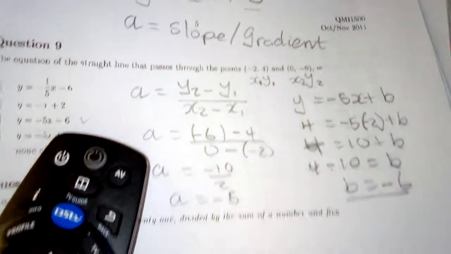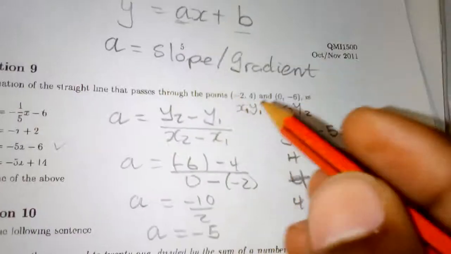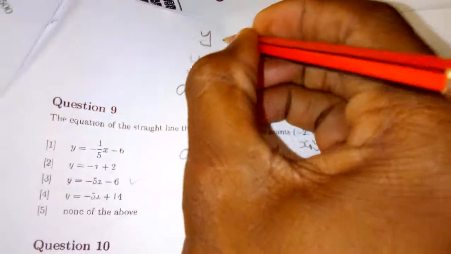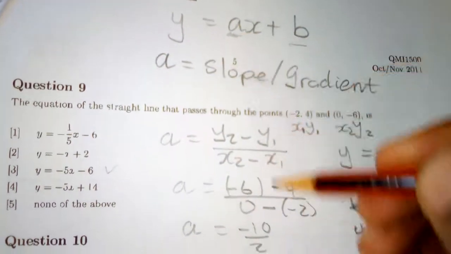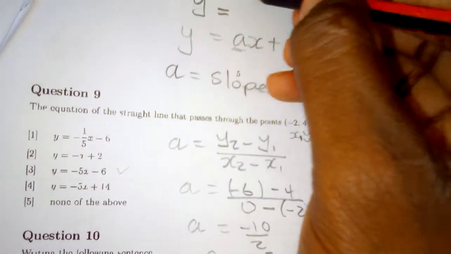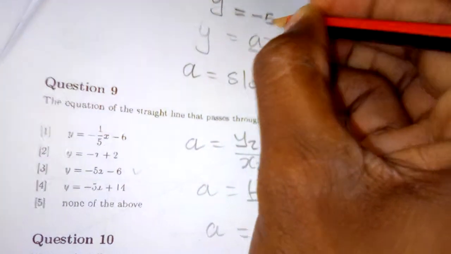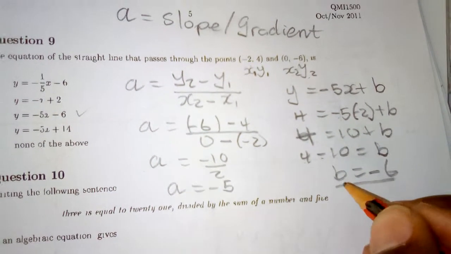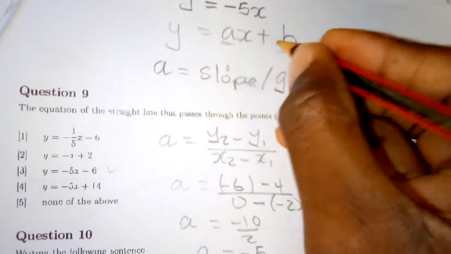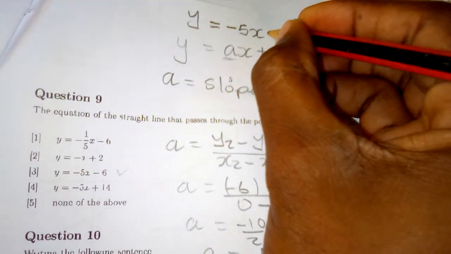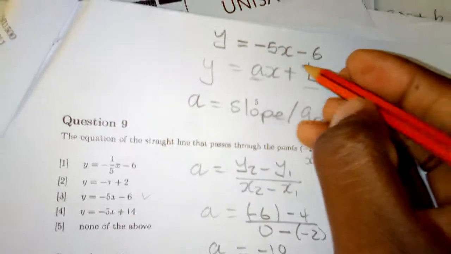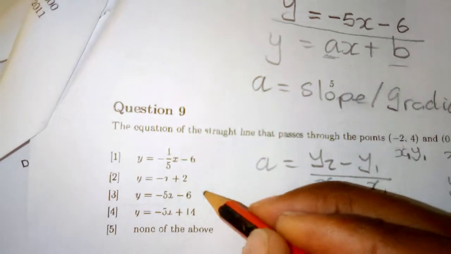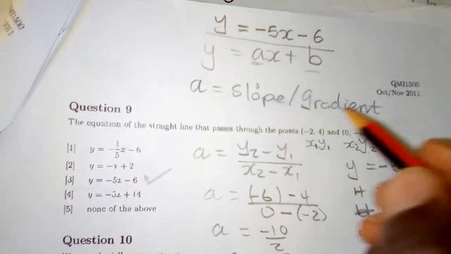Now you can come and write your equation very well. You can come and say y is equals to, your a is what? It's minus 5, so you can say y is equals to minus 5x, and your b is negative 6, so instead of saying plus b, you will say minus 6. And then which option has this answer? Option number 3.